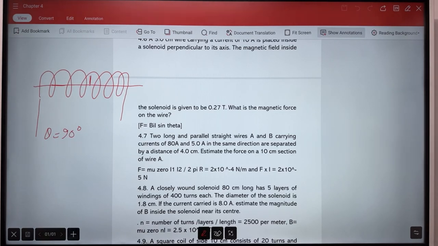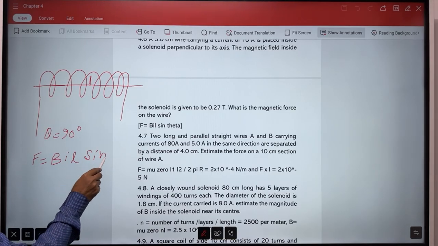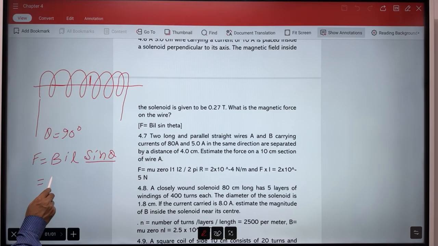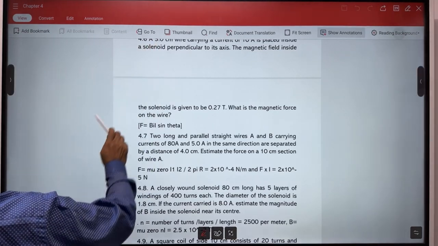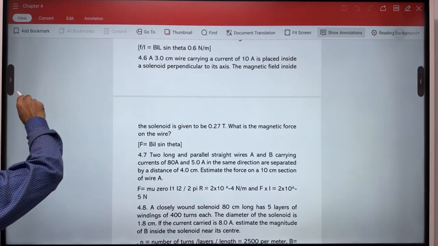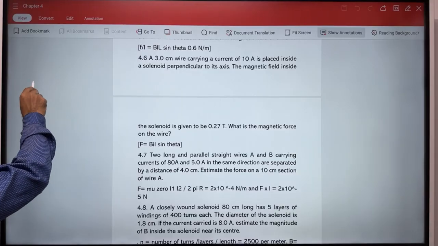And here we are given the length of the wire. The formula is F equal to BIL sine theta. Theta is given as 90 degree. The magnetic field is given as 0.27. So B equal to 0.27 into... here it is 5 centimeter. Let's make it clear. Sorry, not 5 centimeter, it is 3 centimeter.